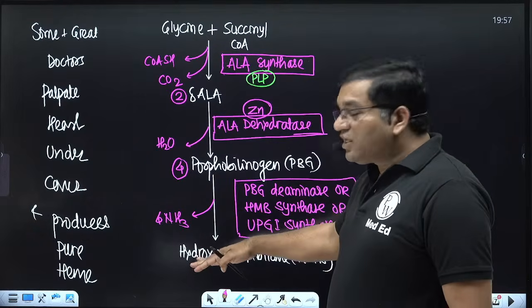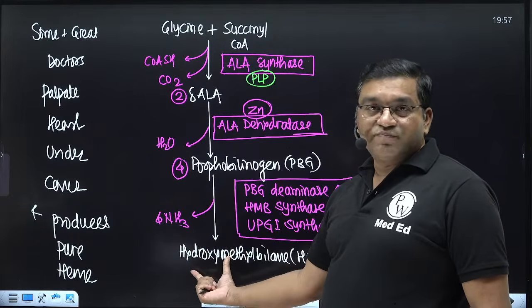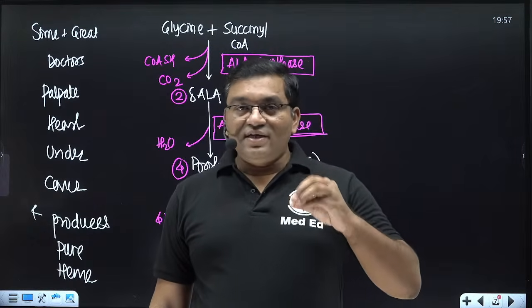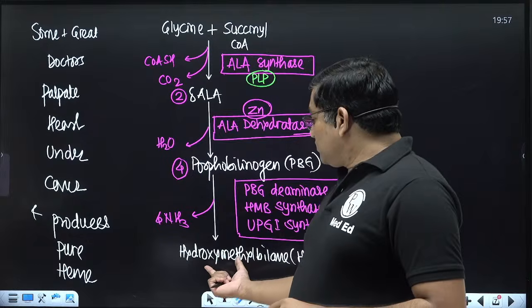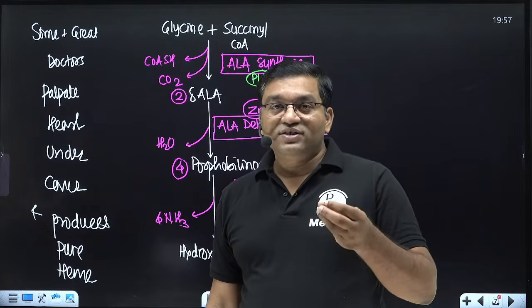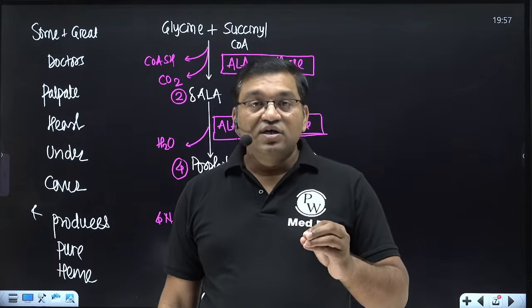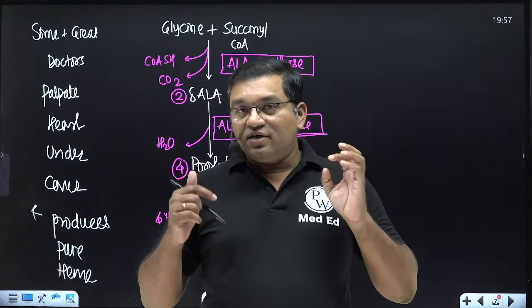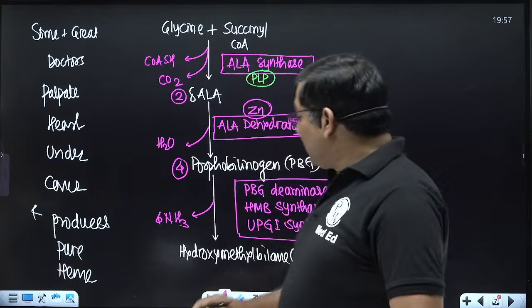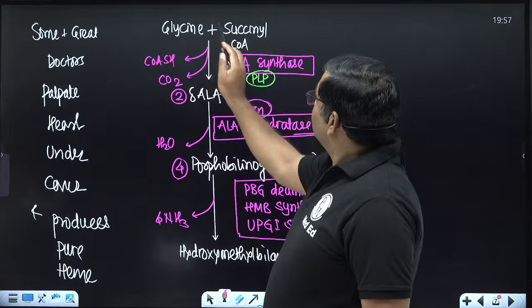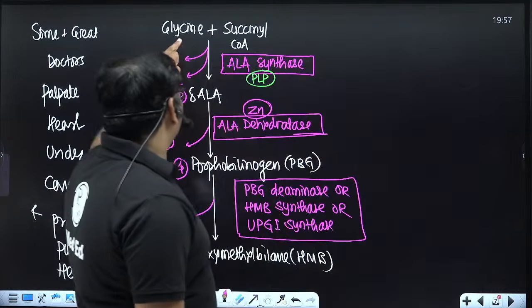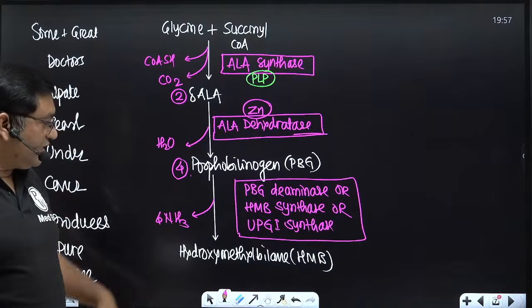Now if the block is below this, this is a porphyrin precursor. If the block is below this, these porphyrins are excited by light. By UV light they are converted into porphyrins, and porphyrins cause the generation of reactive oxygen species, which damage the lysosomes, and release of lysosomal enzymes causes the cutaneous lesions. Photosensitivity can be there. So see, some great doctor palpate heart.